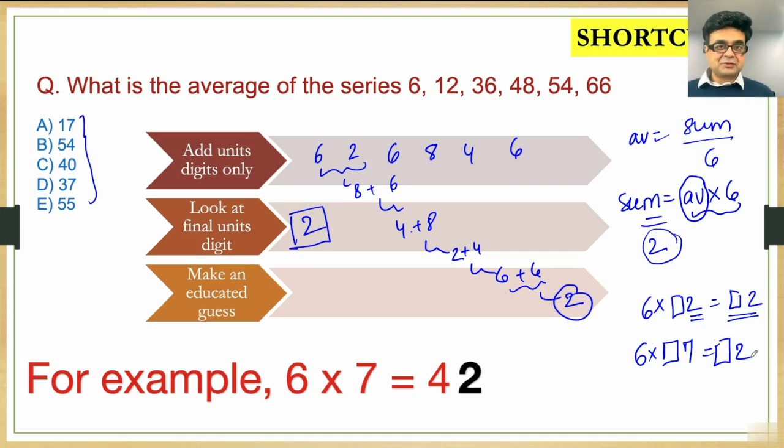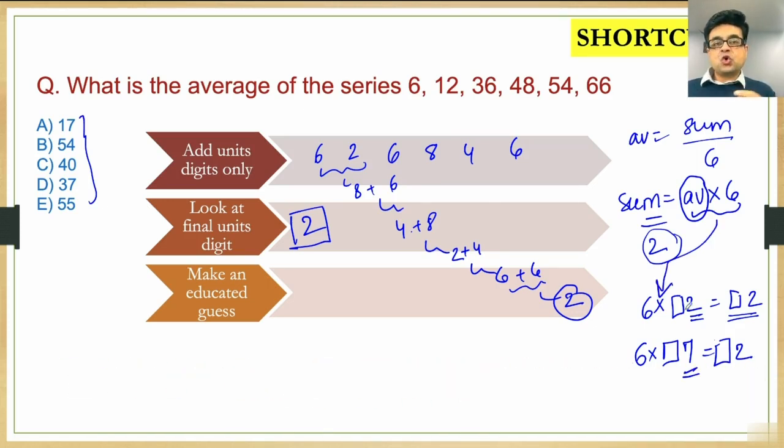So 6 7s are 42. So my average could have a units digit of 7, and I see 2 different units digits here. This is where we have to make an educated guess. As you can see, 17 is very close to these numbers.